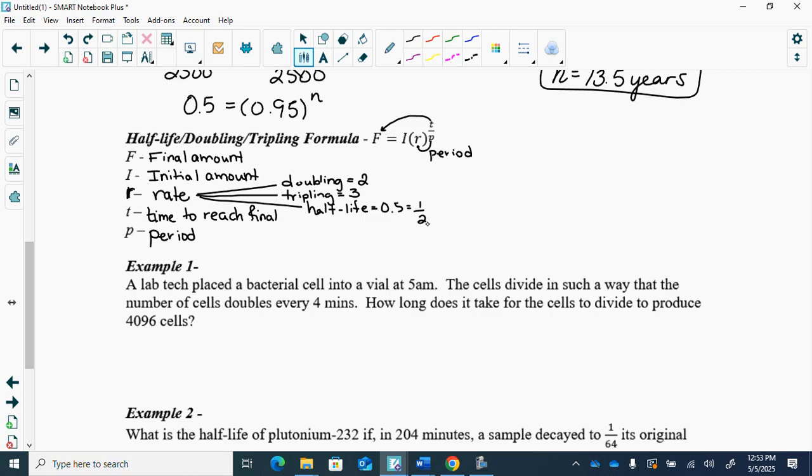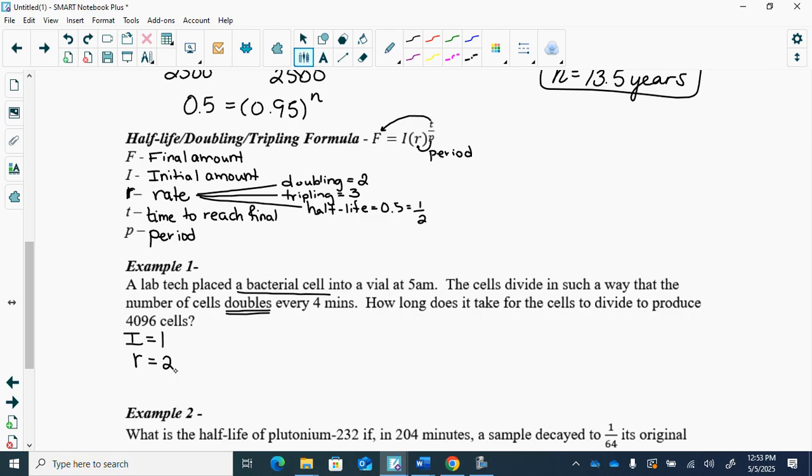A lab tech placed a bacterial cell. What did they give us? A bacterial cell. Cool. Which letter? The number is 1. Which letter? Initial. So capital I equals 1. A lab tech placed a bacterial cell into a violet 5-band. The cells divide in such a way that the number of cells doubles. What does that give me? Rate. What is your R? 2 for 200%, right? Because it's doubling.